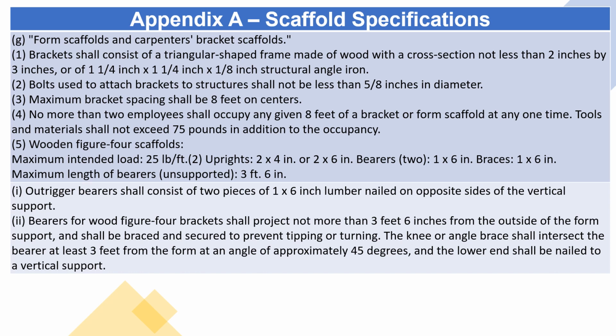H. Outrigger bearers shall consist of 2 pieces of 1 by 6 inch lumber nailed on opposite sides of the vertical support. 2. Bearers for wood figure 4 brackets shall project not more than 3 feet 6 inches from the outside of the form support, and shall be braced and secured to prevent tipping or turning. The knee or angle brace shall intersect the bearer at least 3 feet from the form at an angle of approximately 45 degrees, and the lower end shall be nailed to a vertical support.